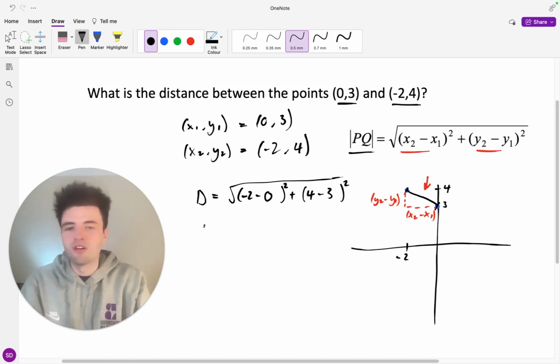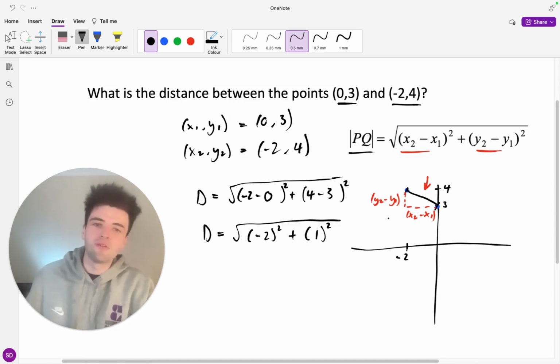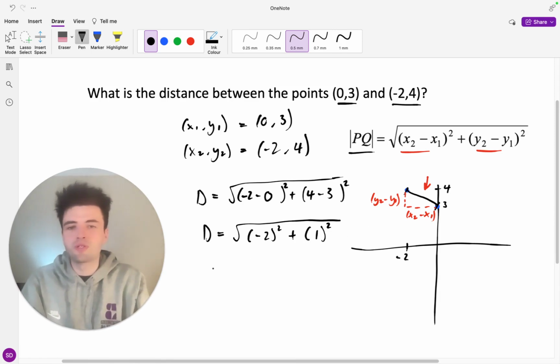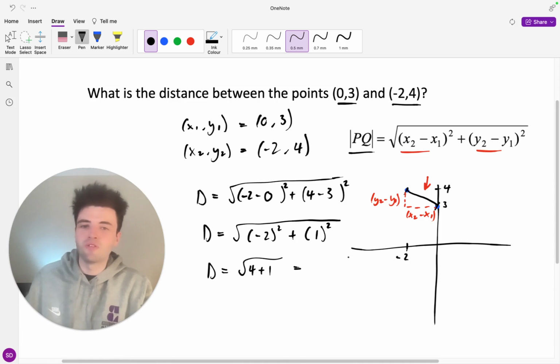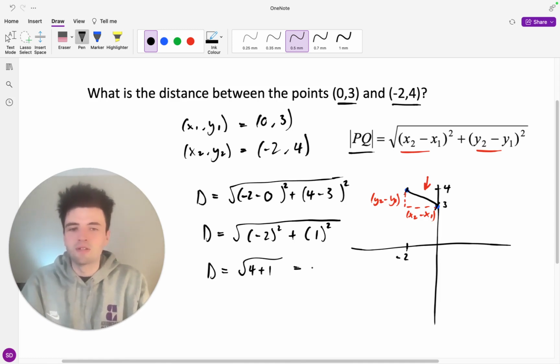And so now we're just going to simplify this down a little bit further. d is just going to be the square root of (-2) squared plus 1 squared, and that is going to be the same as the square root of 4 plus 1. And so that simplifies down to the square root of 5. So that is going to be our final answer here.